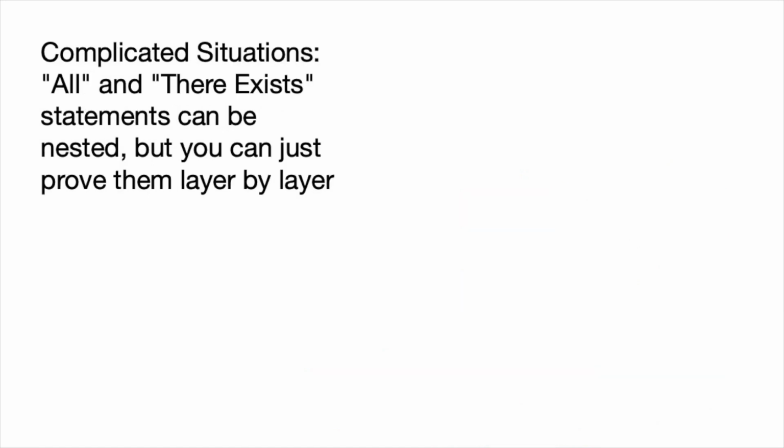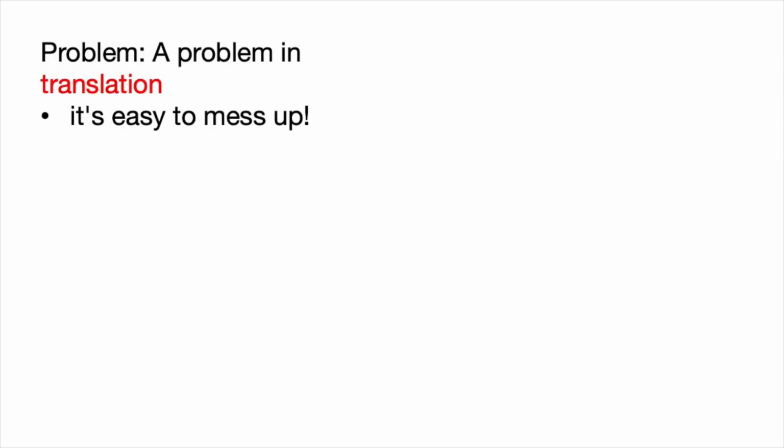And in more complicated situations, all and there exists statements can be nested, but then you can just basically pick them apart layer by layer and prove them layer by layer. The problem is that most real-world situations and real-world phrases do not start with all or there exists. And so fortunately, we are able to translate real-world phrases into all or there exists phrases. However, it's easy to do it wrong. So, to see why, let's go back to the claim from earlier.